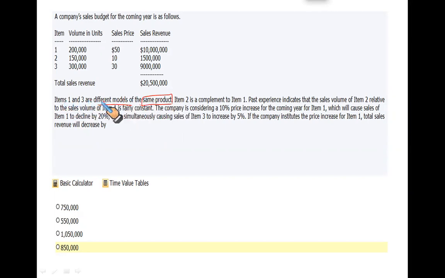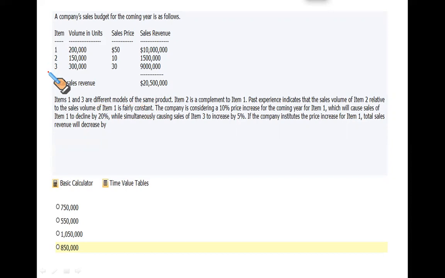So item 1 and 3 are different models of the same product, which means they are substitutes. If you buy item 3, you won't buy item 1. If you buy item 1, you won't buy item 3, just like Pepsi and Coke. If you buy Pepsi, you won't buy Coke, and vice versa. So item 1 and 3 are substitutes for one another. You just buy one of these, not both together.